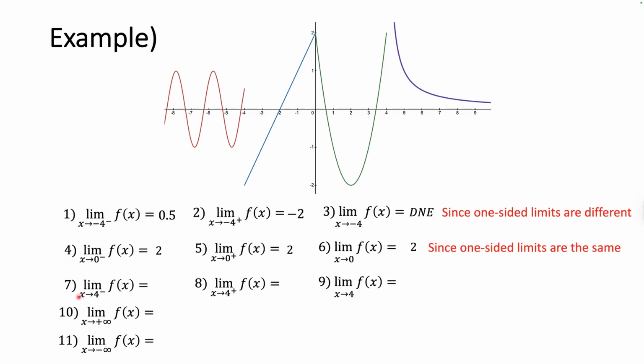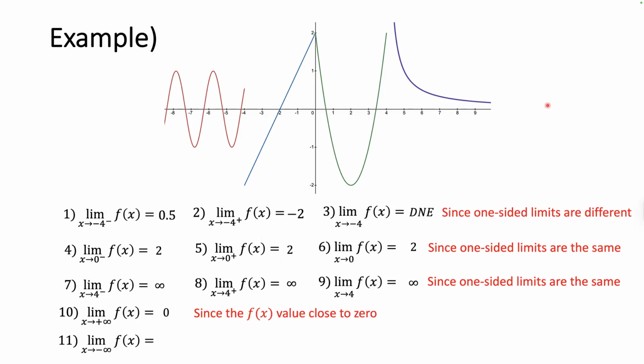Questions 7 through 9 ask us about the concept of a vertical asymptote. Since the x value approaches 4 from the left and from the right, the result for f(x) approaches positive infinity. Then we can say that the limit of f(x) as x approaches 4 is positive infinity. Question 10 asks for the horizontal asymptote of the given function. The value for f(x) approaches 0 when x approaches positive infinity.